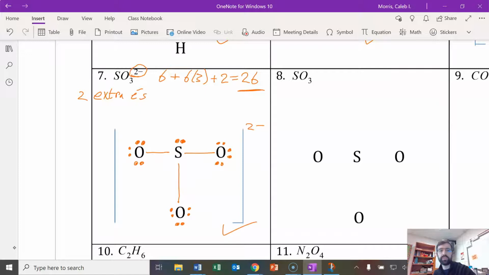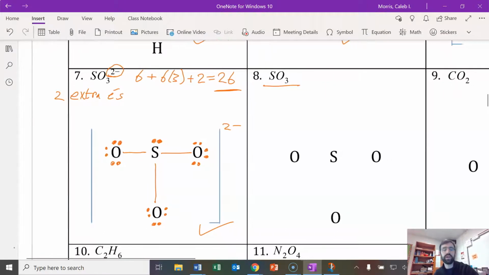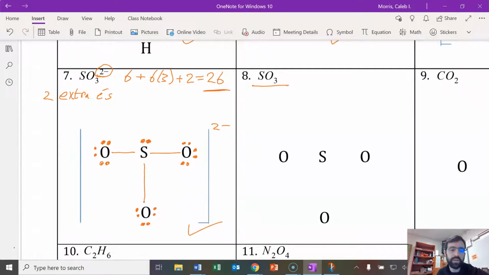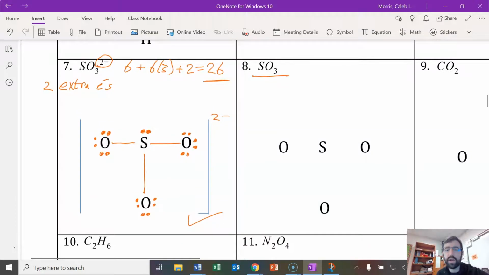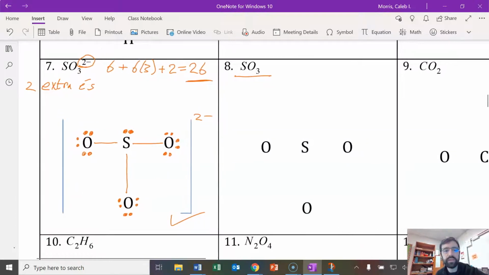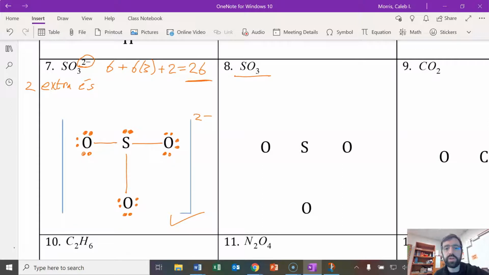All right, and then SO3, this is different. It looks the same, but it's different because SO3 and SO3 2- are not the same thing. The one on the left is sulfite. The one on the right is sulfur trioxide. It's a covalent compound with no charge. Okay, so I've got 6 plus 6 times 3, but I don't add the extra 2 electrons. So instead of 26, I've got 24 electrons.